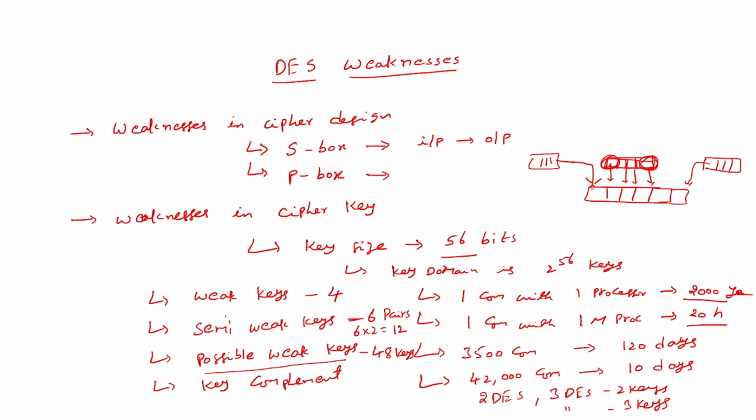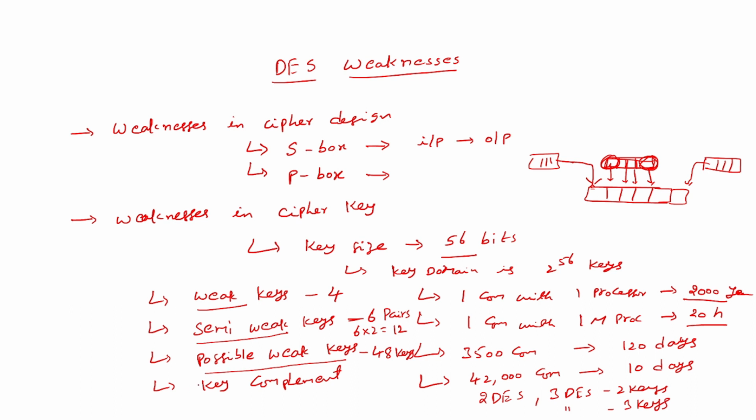Weak keys means for all the rounds the same round key will be generated, and in semi-weak keys for all the rounds 2 different keys will be generated, and here in possible weak keys a total of 4 different round keys will be generated. For all the 16 rounds only 4 different round keys will be generated. That is possible weak keys.